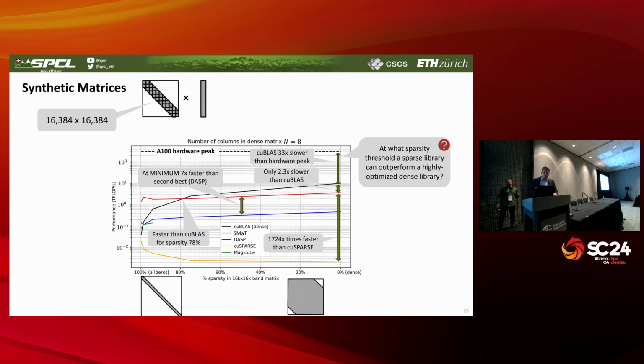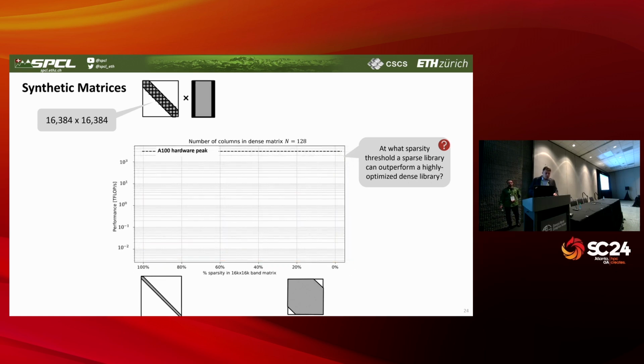And to answer the previously asked question, we notice the intersection of the red line and the black line, that is SMaT and cuBLAS. And we see that SMaT is faster than cuBLAS for sparsities larger than 78%. As mentioned previously, it was around 90–95%.